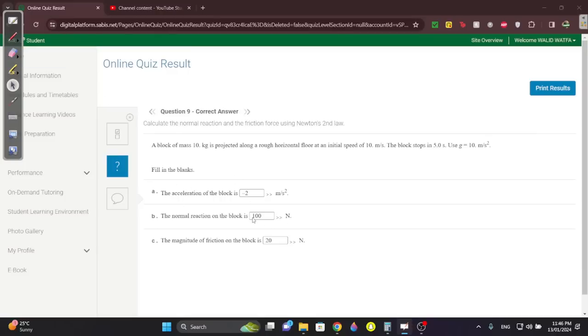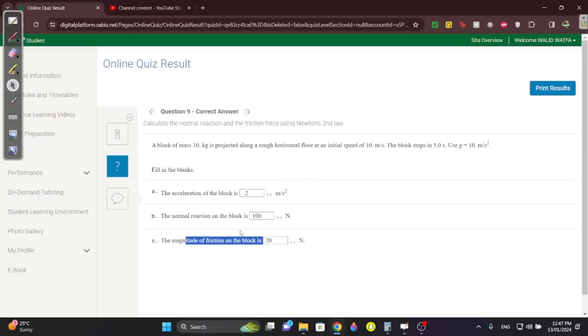Just so you don't get mixed up, the normal reaction is equal to the weight only when we're on a straight surface, like a table. This is when the normal reaction is equal to the weight. But on an inclined plane, the weight is not equal to the normal force. So it's only equal when we're on a horizontal floor, not an inclined plane. That's why they have to mention that it's on a horizontal floor.